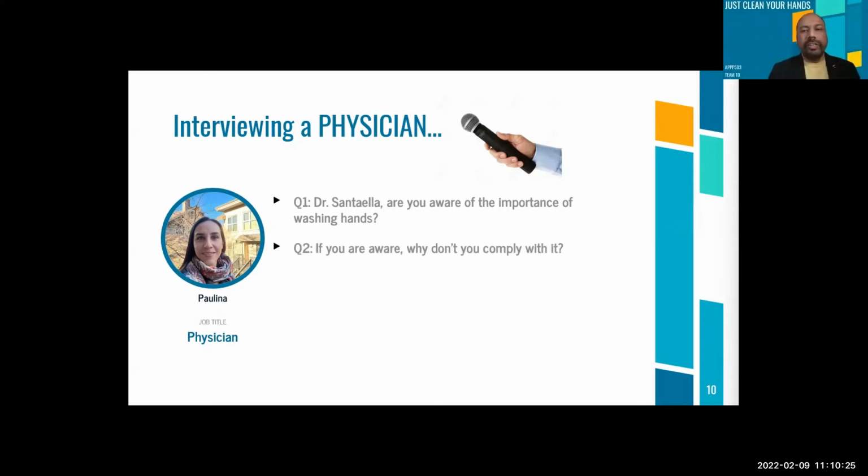Okay, if you are aware, why don't you comply with it? I wouldn't say I don't comply with it. It is more complex. Let me explain. First of all, my workload is huge, and based on that, I can't find the time to look for a convenient sink to wash my hands. Additionally, I hate going inside the patient restroom to wash my hands. Very important, last but not least, physicians are not employees of the hospital. We charge a fee for services to the Ontario Health Insurance Plan.